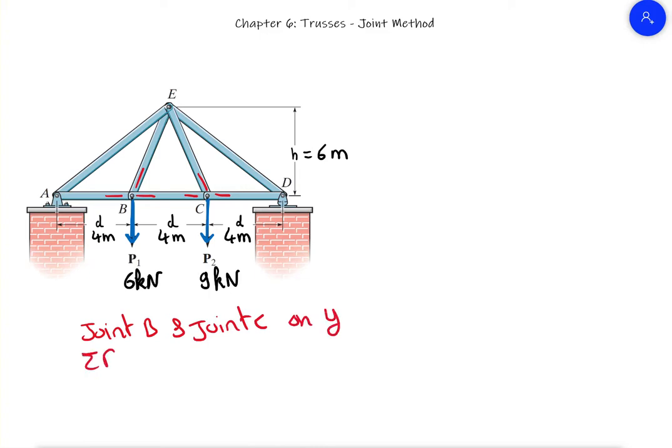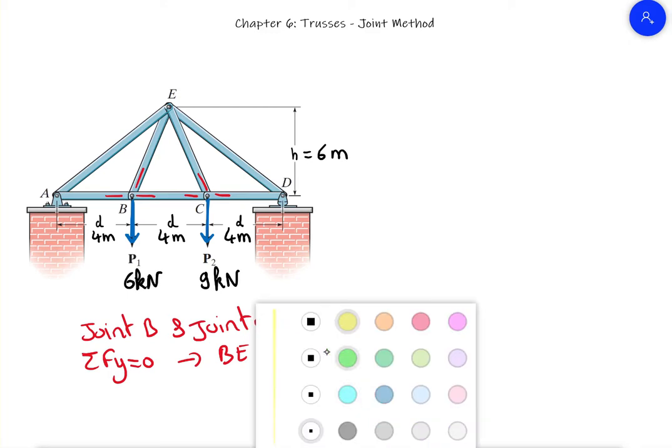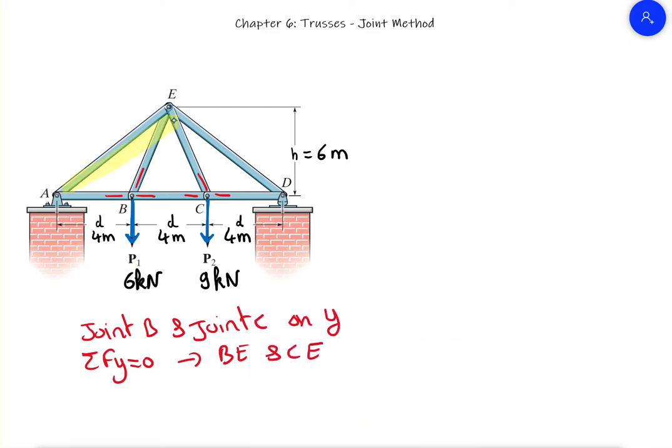The sum of the forces on Y is equal to 0, and we will find BE and CE. That's an option. Another option is to find the normal force, and let's do it this way. Let's use the normal force first. So we will consider our truss as a rigid body, so we don't look at what we have inside.